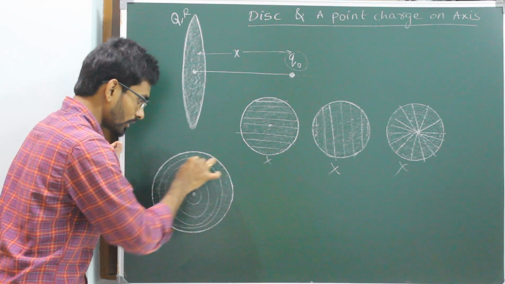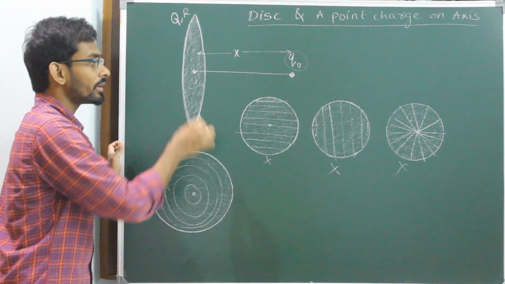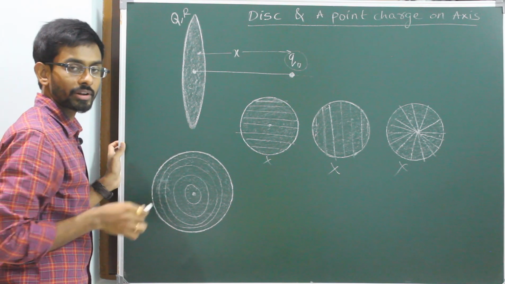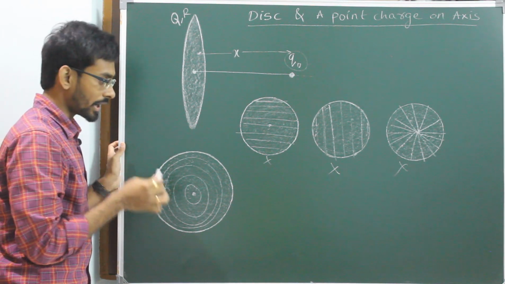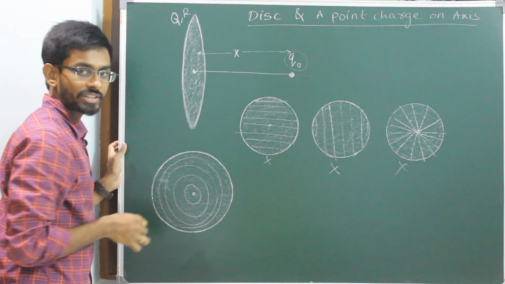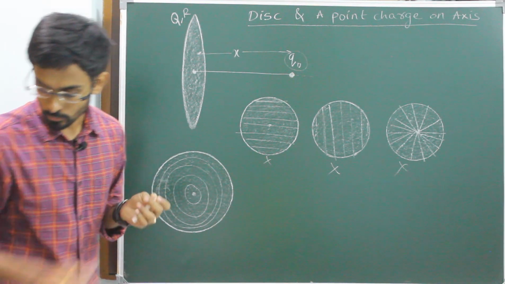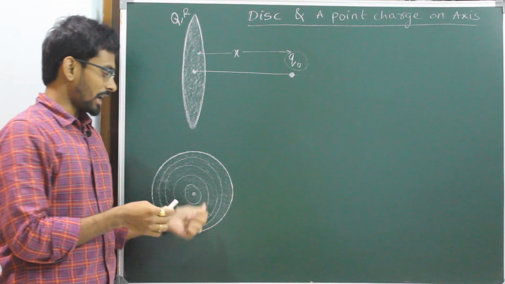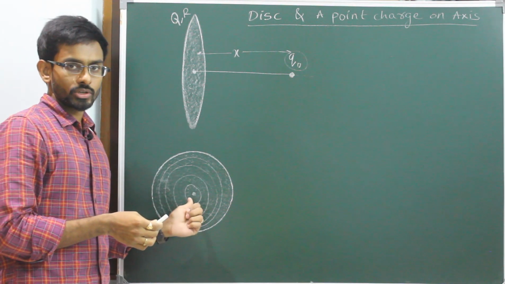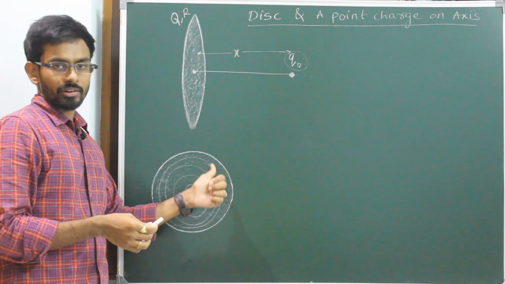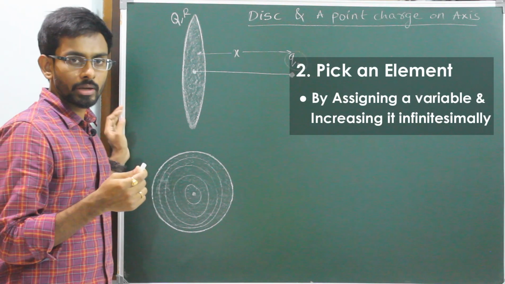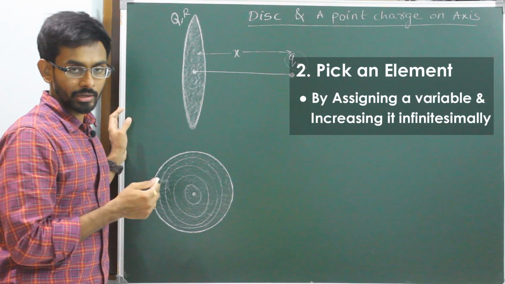Okay, now we know we can calculate it due to each ring. Just now we got the formula for the force of interaction between a ring and a point charge on its axis. So now let us break it into rings. This is how we have to break it. The first step, we break the charge distribution into concentric rings. The second step, we have to pick a ring, one of the elements.